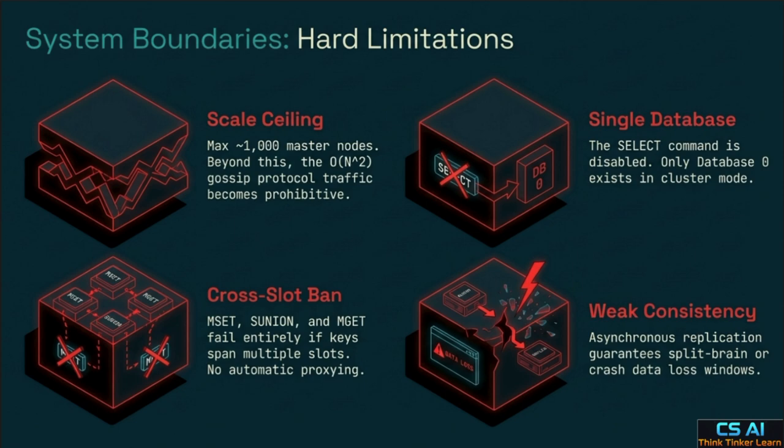Be aware of the hard system boundaries. Redis cluster has a scale ceiling of about 1000 master nodes. It only supports a single database. It bans cross-slot operations for mset and mget, and it has weak consistency due to asynchronous replication. Understand these limitations before you commit your architecture.